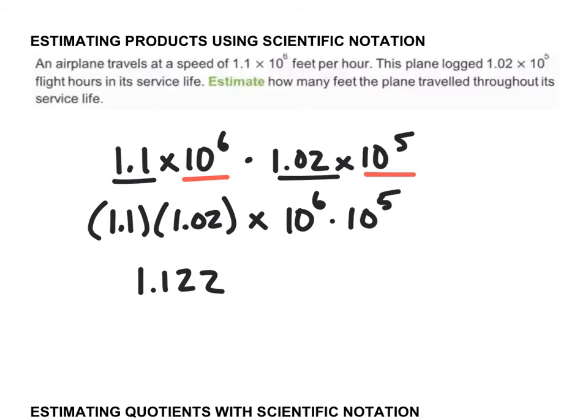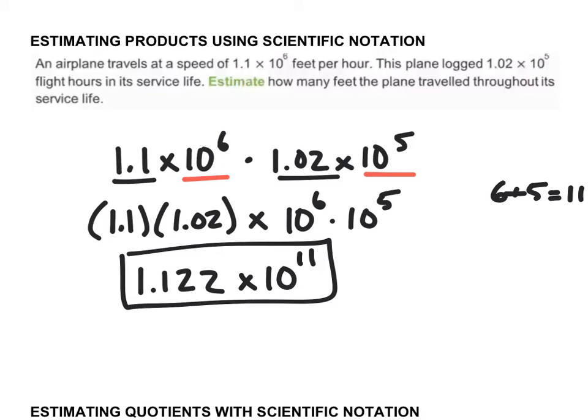1.122. Okay, and you could estimate this and just say, well, really this is 1 times 1, which is just 1. But since we have calculators, we can just do this, all right? And then times 10 to the 6th times 10 to the 5th. Remember, if I'm multiplying numbers with common bases raised to an exponent, I just add my exponents. So this is then going to be times 10 to the 11th power, because all I'm doing is doing 6 plus 5 to give me 11. Okay, and that number goes there. So this is my answer. This is feet.